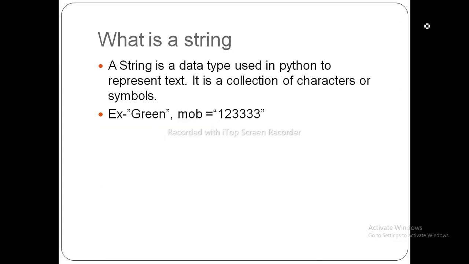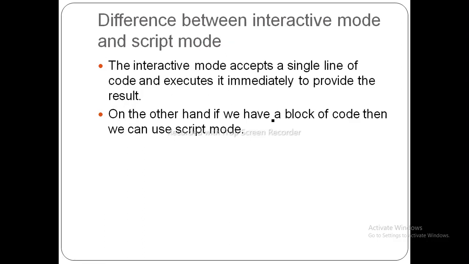Now what is a string? We came across strings many times. A string is a data type used in Python to represent text, a collection of characters or symbols, which can be written, as I told you, inside double quotes, inside green double quotes, 1 2 3 4 5.